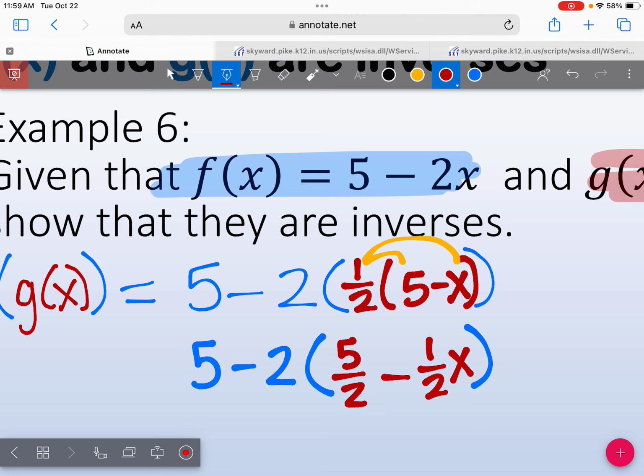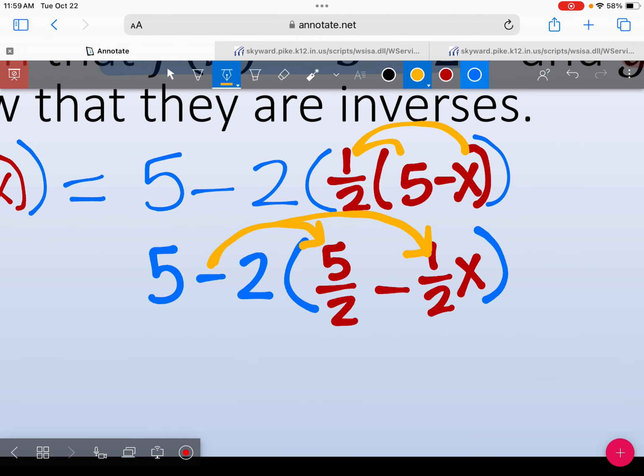Now you're going to multiply the -2 on the outside. So take -2 and multiply it by 5 over 2. And then take -2 and multiply it by -1/2 x. And there is a question like this in your homework. So -2 times 5 over 2 would be what? -5. And then negative times a negative becomes a positive. -2 times -1/2 would be 1x.